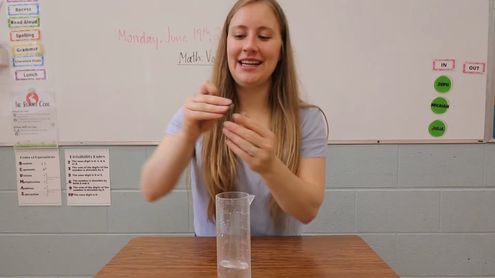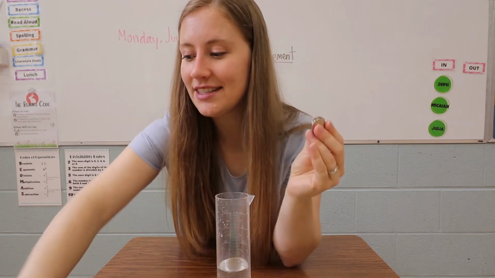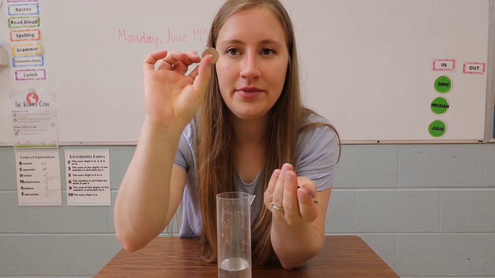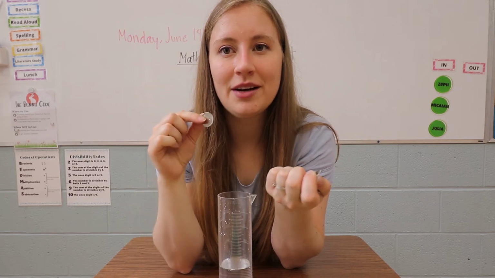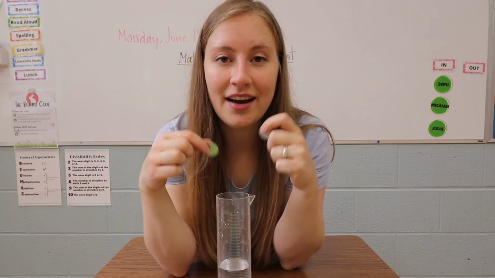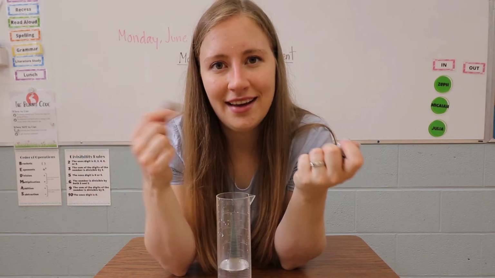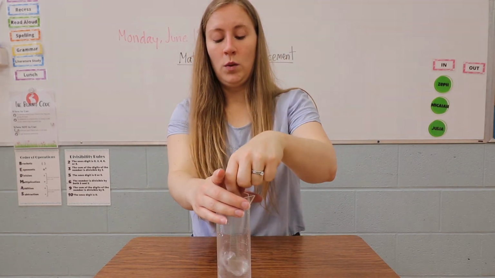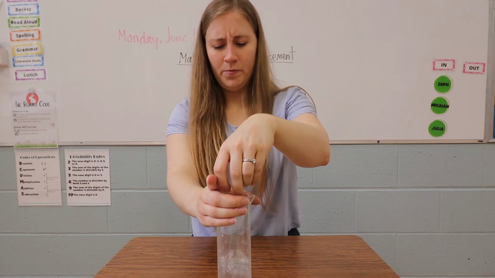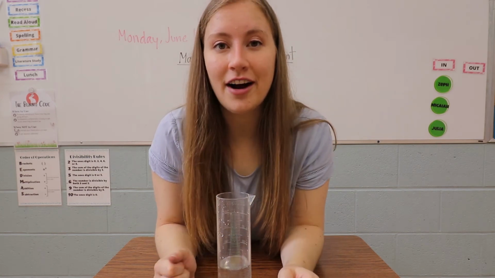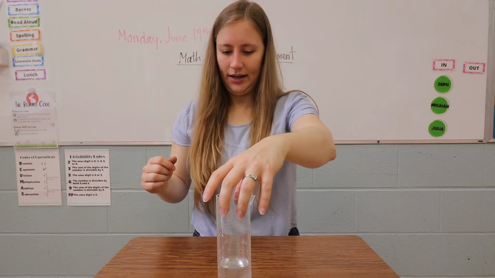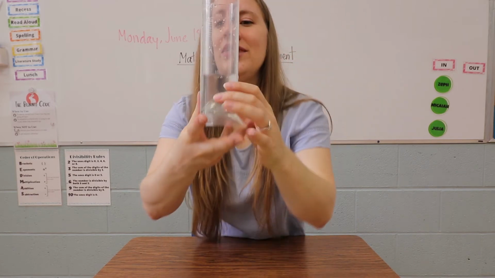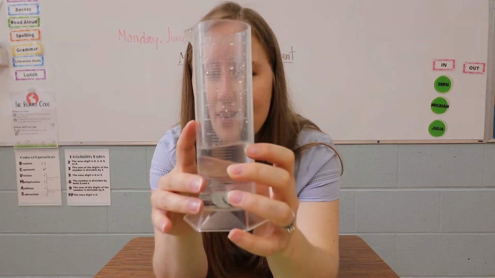Okay, so my next example is coins. So I have quarters here. I've collected 10 quarters, okay? And we're gonna put them in our cylinder that again starts with 100 milliliters. And we're gonna see what their volume is, okay? So here we go. Okay, so I've got my 10 quarters in here, and it has only displaced 5 milliliters.